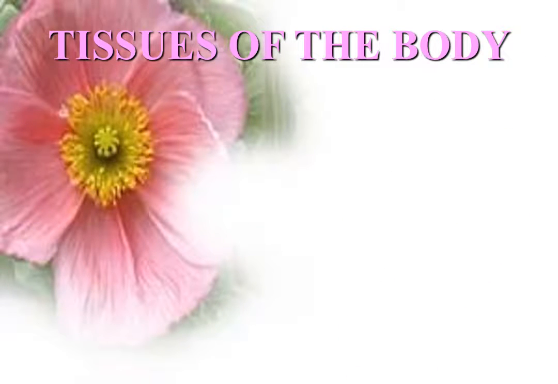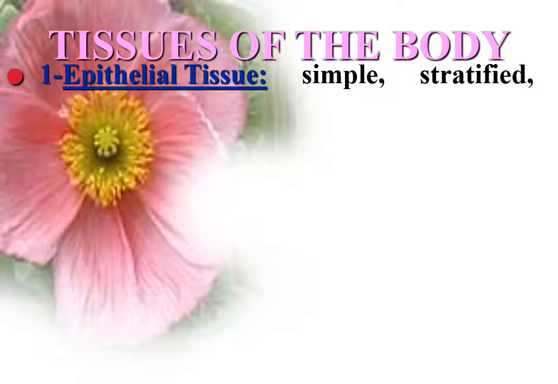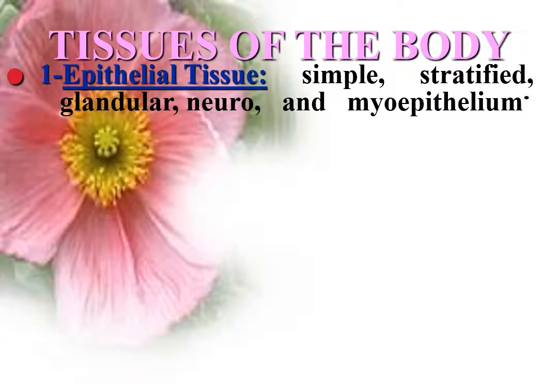Tissues of the body. Body organs are made of four main tissues. Epithelial tissue may be simple epithelium formed of one layer of cells, stratified epithelium formed of several layers, or glandular epithelium, which possesses secretory activity.